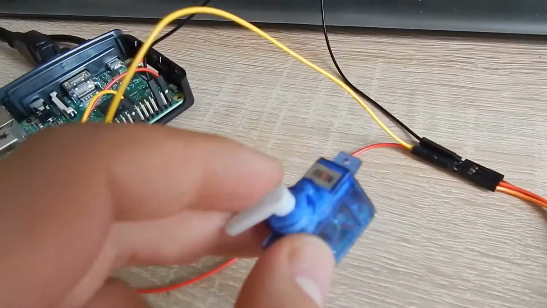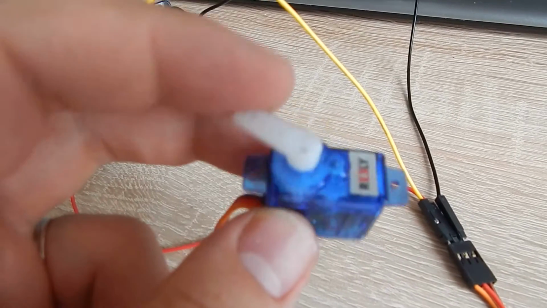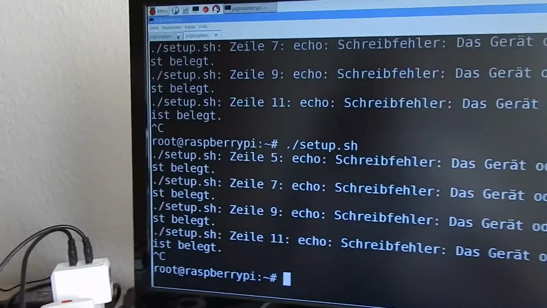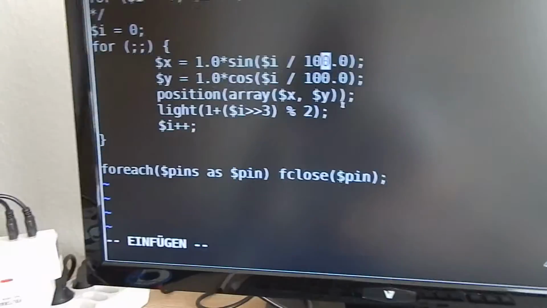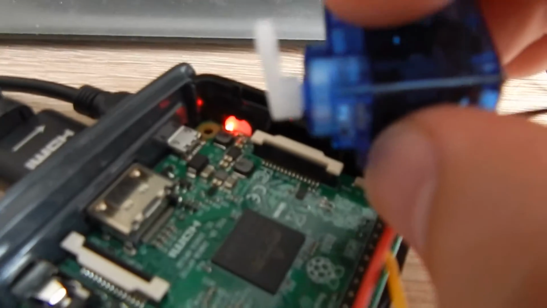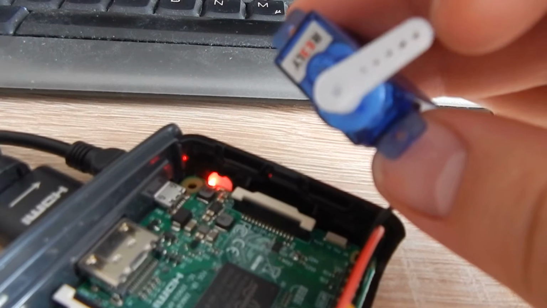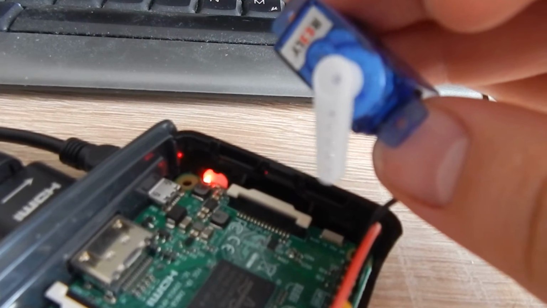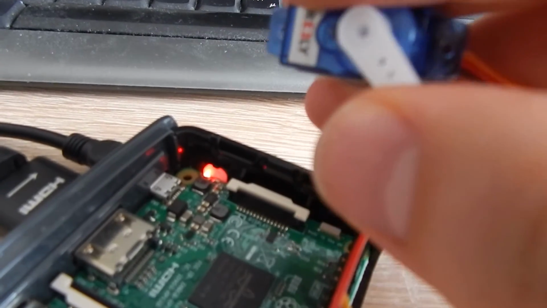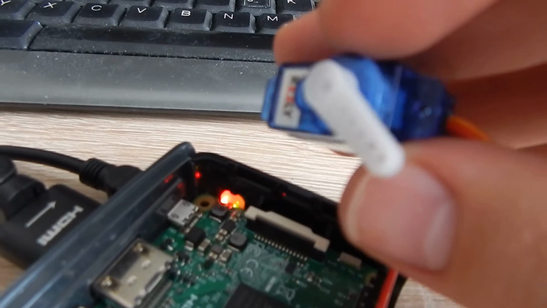But what happens now to the servo? The servo has a kind of movement. It still has the inertia of a movement. Even so, let's make the servo a bit slower so that we can see exactly what happens. So the movement, and you see at a specific position, almost at the peak. Did you see that? Now again.